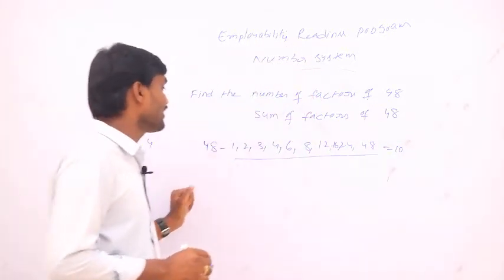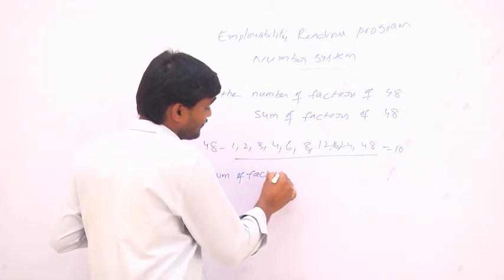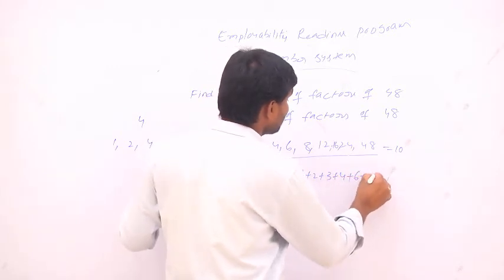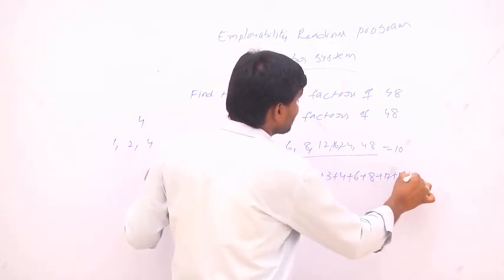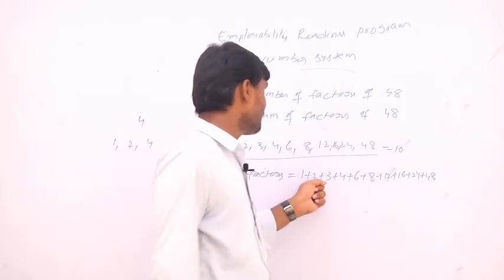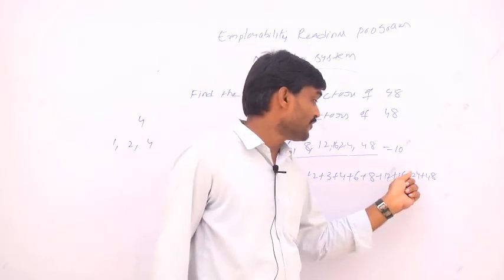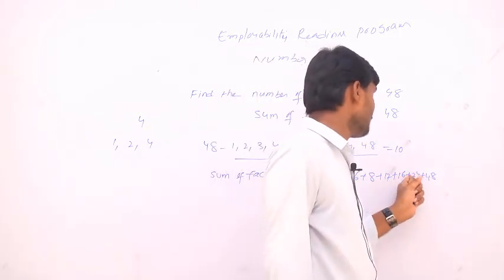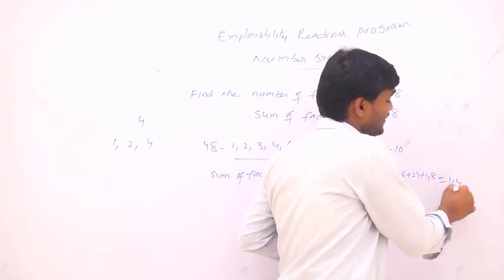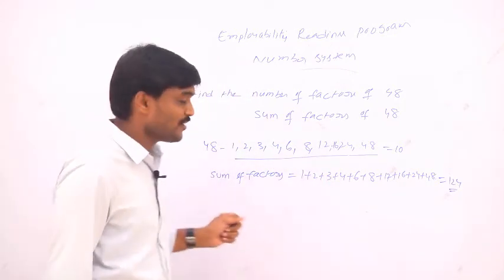If you want the sum of the factors, they should be added: 1 plus 2 plus 3 plus 4 plus 6 plus 8 plus 12 plus 16 plus 24 plus 48. 1 plus 2 is 3, 3 plus 3 is 6, 6 plus 4 is 10, 16, 24, 36, 52, 52 plus 24 is 76, plus 48 is 124. So for a small example we can find it easily. Otherwise, for big numbers, how can you solve?